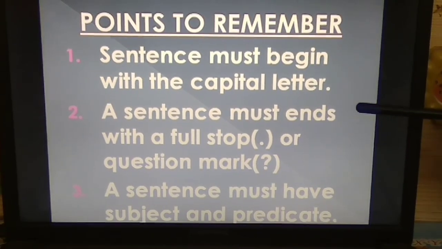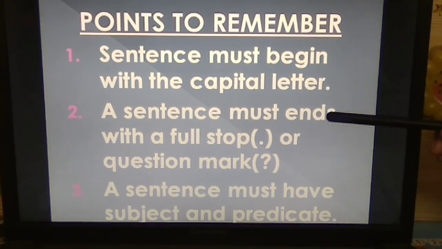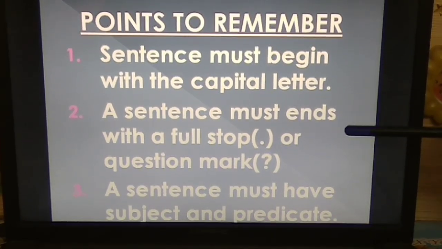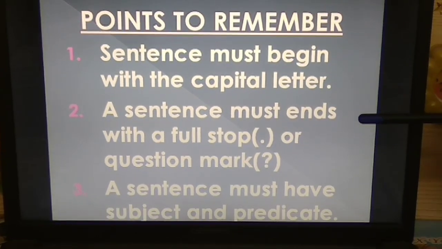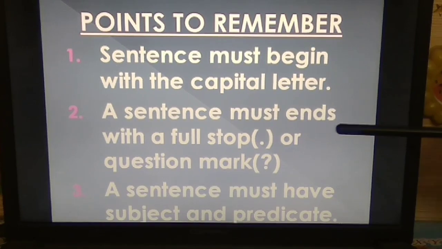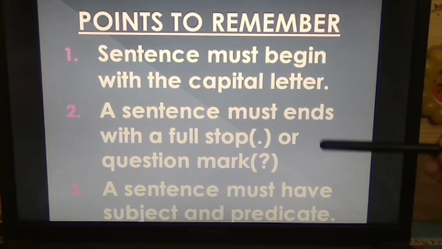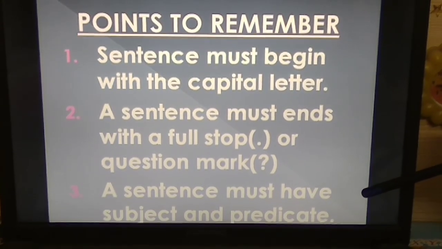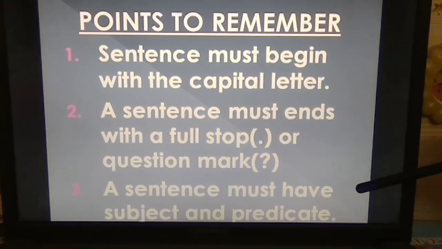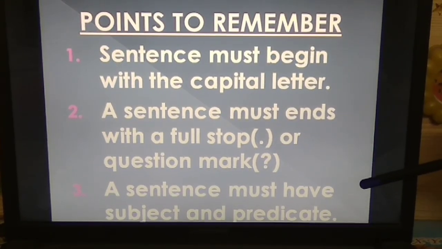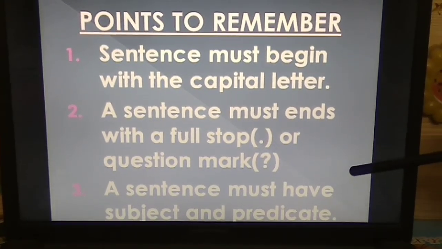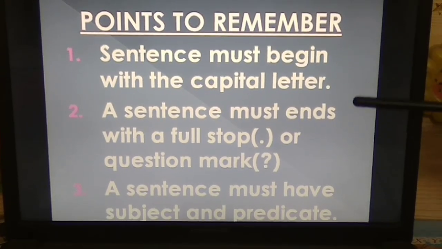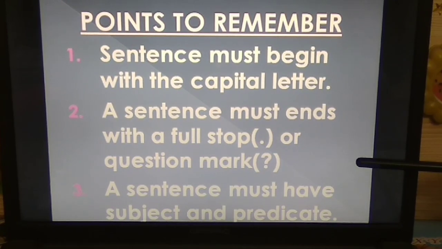So, when the sentence gets complete, when the sentence is telling you something, then you have to put a full stop or a question mark. When the sentence is asking you something, then put a question mark. Third is a sentence must have a subject and a predicate. So, subject and predicate are two important parts of the sentence. If anyone is missing in it, then that won't be a sentence. So, remember all these 3 points for making a sentence.